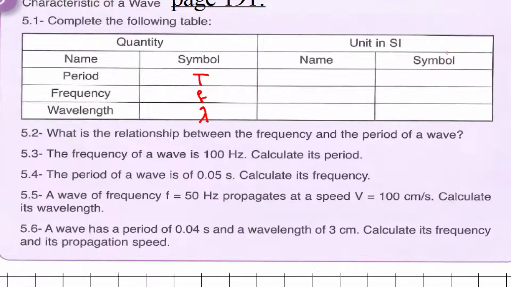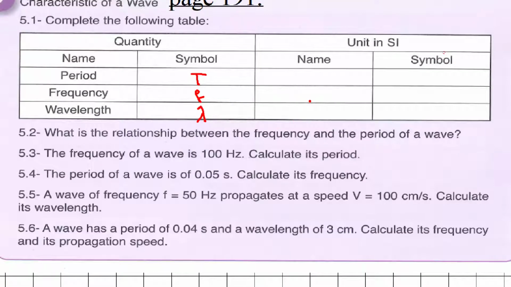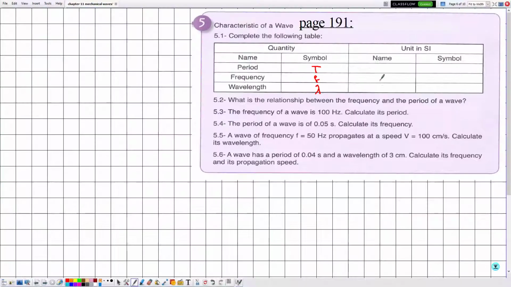Now, for each of the following three rows, we need to give the name of the unit and its symbol. The name of the unit is second, and its symbol is s. As for the frequency, it is hertz, and its symbol is Hz. As for the wavelength, it is meters, and its symbol is small m.